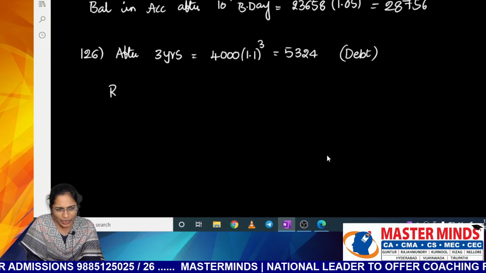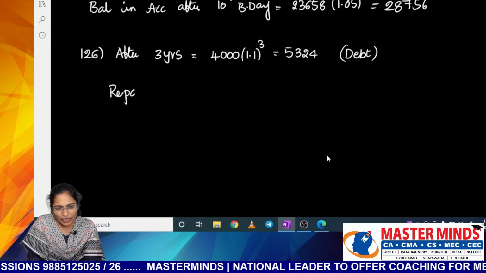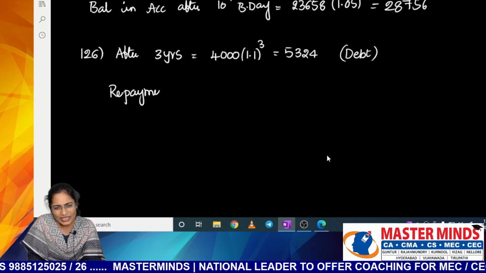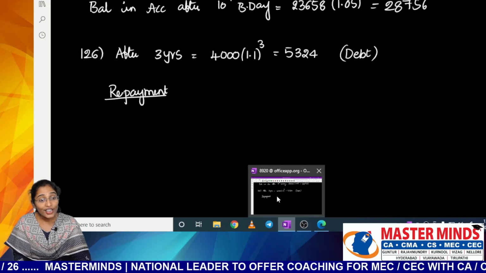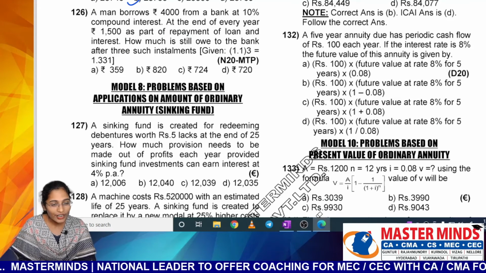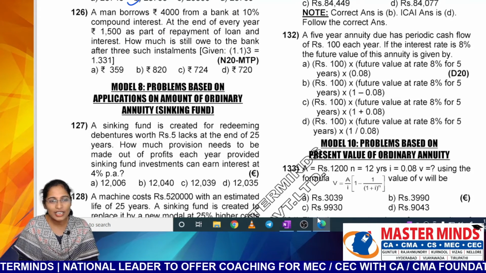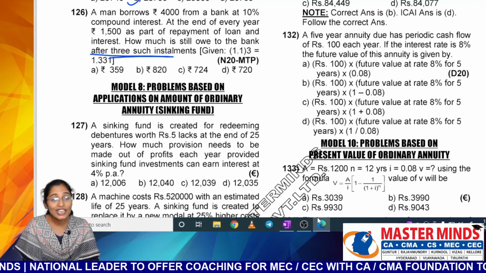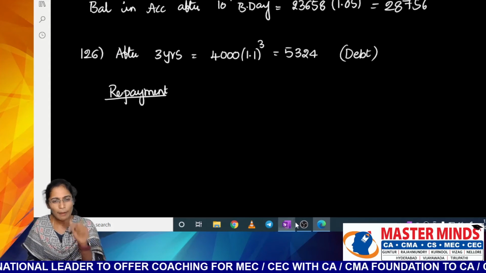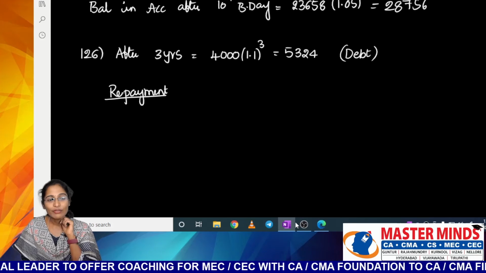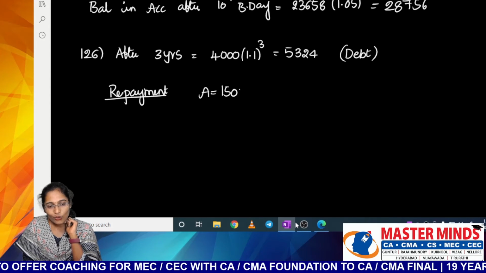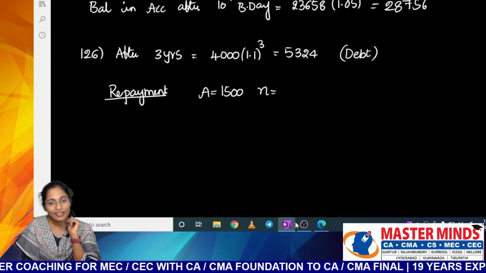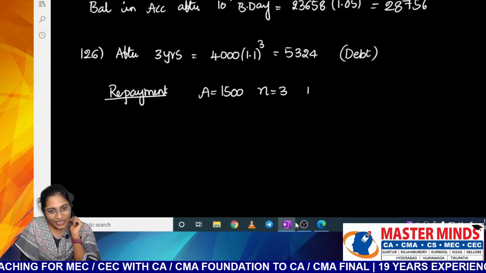But I'm making repayments, right? Let me know, am I making a single repayment or is there more than one repayment? Every year I'm paying 1,500. Like that I'm paying for how many years? 3 such installments. So is it a single payment or a sequence of payments, guys? Very good. Sequence of payments means annuity. How many payments are you making? 3 payments. Got it? What is the rate of interest?